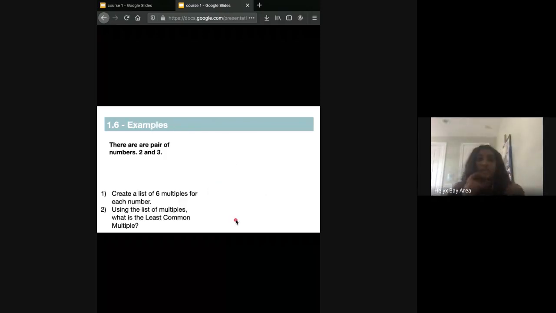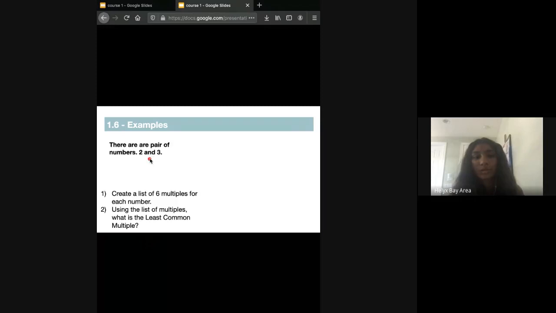So here's our first example. Our first pair of numbers are 2 and 3. We're creating a list of 6 multiples for each number. And then the second thing we're trying to find is, using this list of multiples, what is the least common multiple?